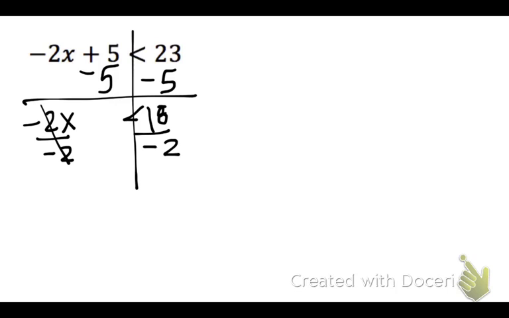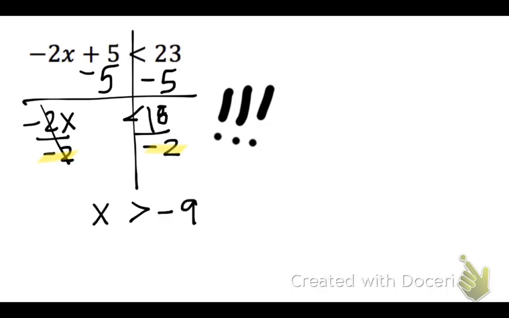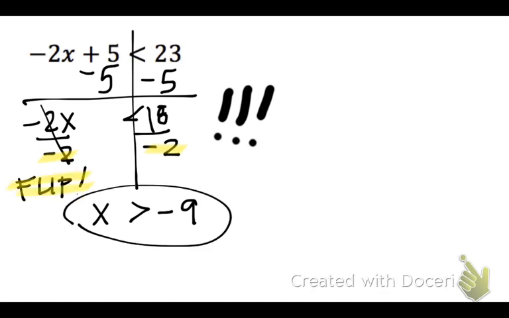I'm hoping you remember. When you're doing an inequality, dividing by a negative number requires you to flip the symbol. So the symbol is going to go like that now. I'm going to have x is greater than -9. X has to be a number that's larger than -9. You need to remember that when you divide by a negative, it requires you to flip the symbol. So x is greater than -9.